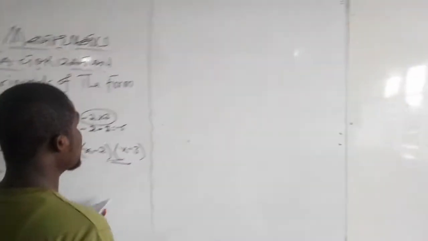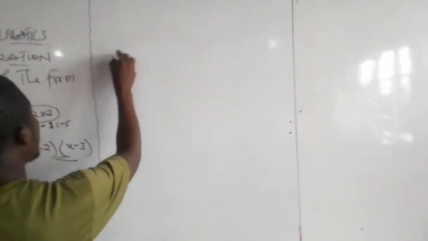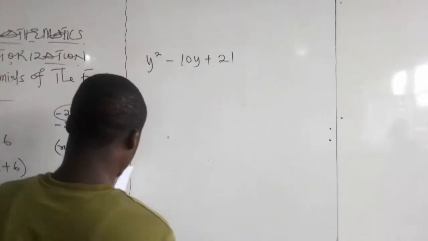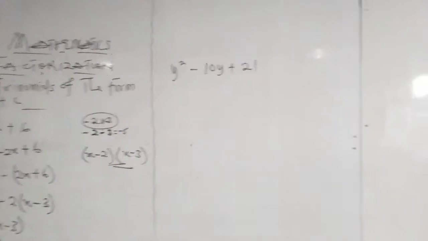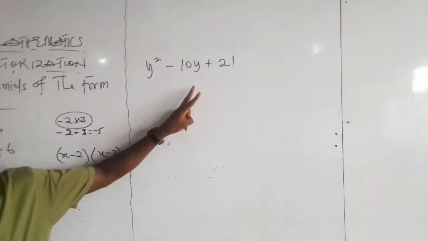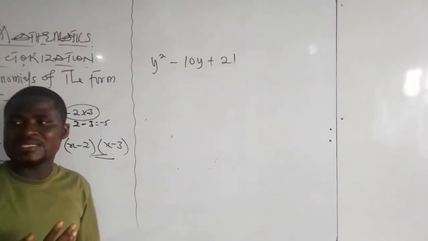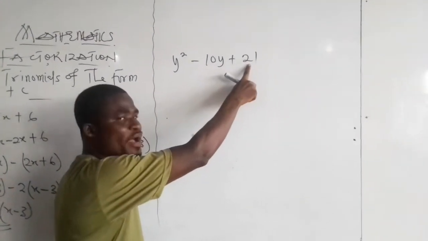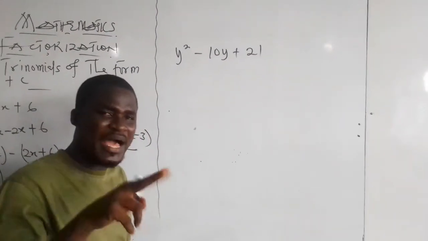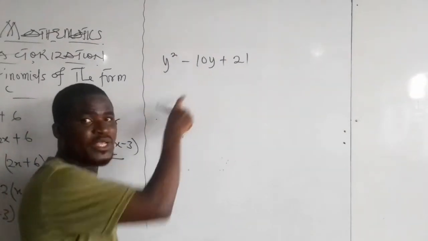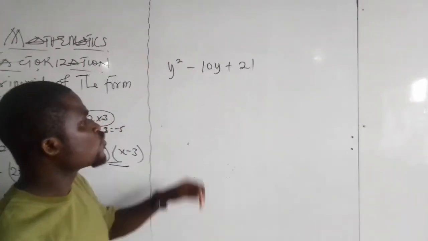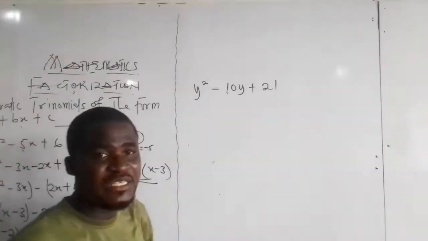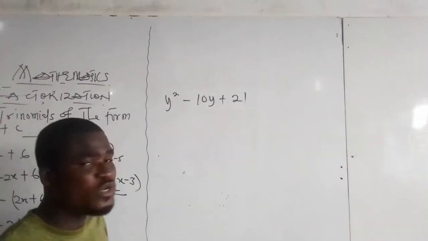Let's see. So we are going to have y squared minus 10y plus 21. Good. Now, you've gotten the numbers, the two numbers. Now, look for two numbers that if you multiply those two numbers, it will give you positive 21. But the same two numbers, when you add them, it will give you negative 10. And I told you that in order to guess the two numbers easily, whenever here is negative and here is positive, it means that automatically the two numbers will be negative.